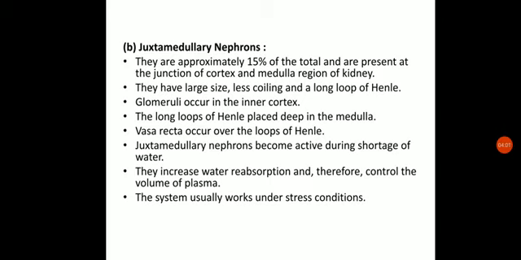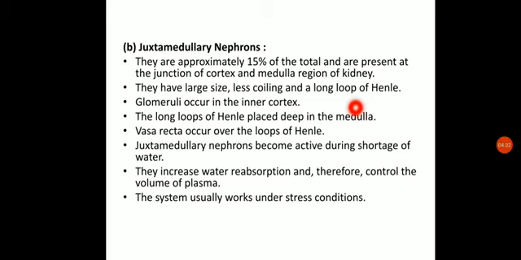Okay. Next is the juxtamedullary nephron. So as we have seen, the juxtamedullary region is the region of the cortex present just close to the medulla. Now this will be the position of these nephrons. So around 15% of the total nephrons will be juxtamedullary in nature.